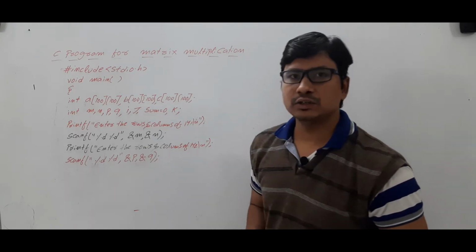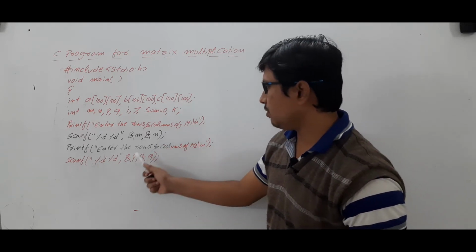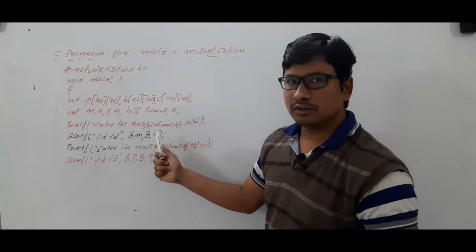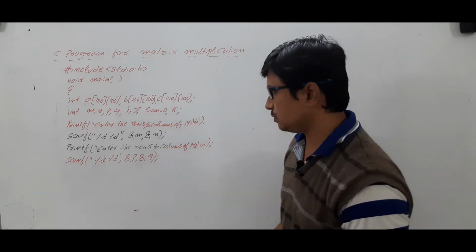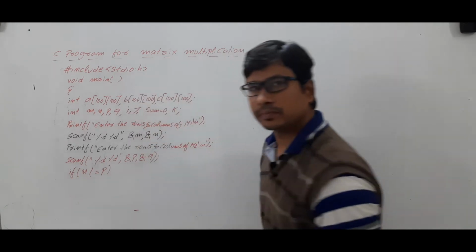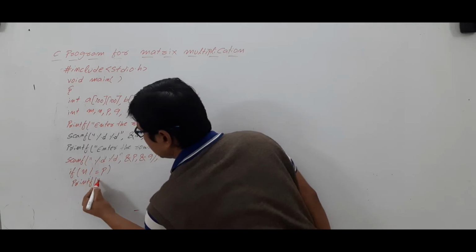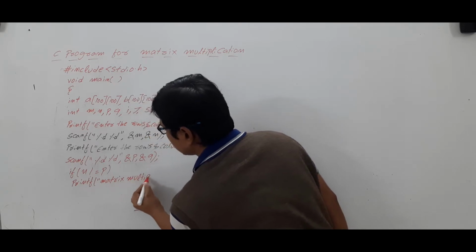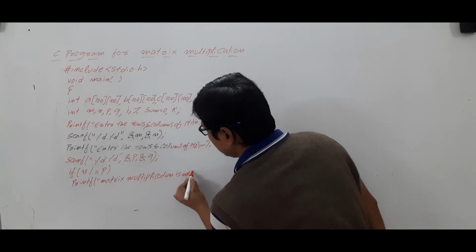Now what is the condition to be checked before performing the matrix multiplication? The n value should be equal to p. Am I right or wrong? Is it clear? Because the number of columns in the first matrix should be equal to the number of rows in matrix 2. If n is not equal to p, then you can say printf matrix multiplication is not possible.